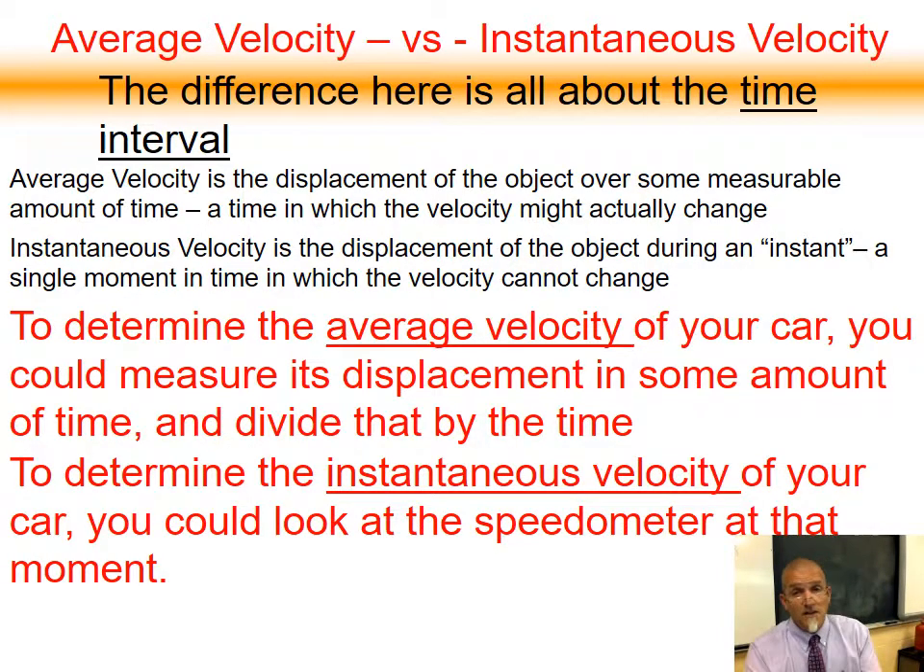The instantaneous velocity of your car, however, could be measured by the speedometer at that moment. You could not use the speedometer to measure your average velocity because it doesn't tell you your velocity over some long period of time. It tells you your velocity at that instant, at the instant you look at the speedometer. So the speedometer would give us a value for your instantaneous speed, not your average.